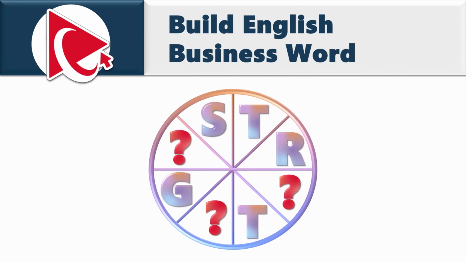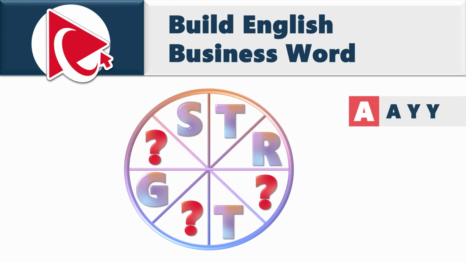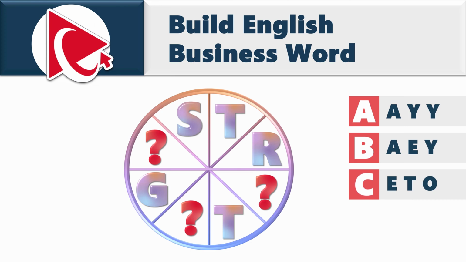You're presented with the circle, which contains letters inside. 3 letters are missing. You need to build an English business word by selecting 3 possible letters. For choice A, the letters are A, Y, and Y. For choice B, the letters are A, E, Y. For choice C, the letters are E, T, O. And for choice D, the letters are A, and Y.